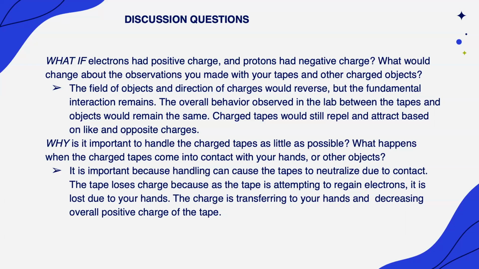Why is it important to handle the charge tapes as little as possible? What happens when the charge tapes come into contact with your hands or other objects? The charge tapes begin to neutralize when they come into contact with our hands. This is because they're trying to gain back those electrons that the tapes lost. And in the process, the charge is transferring to our hands and decreasing the overall positive charge of the tape.